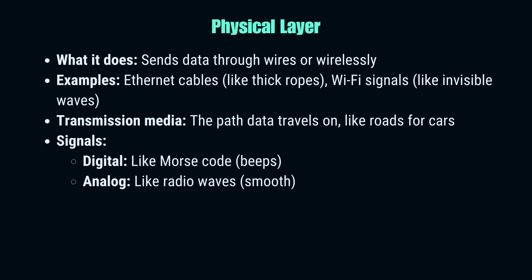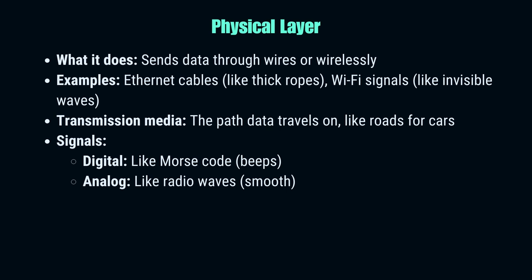We've just learned about network models. Now let's zoom in on the foundation of all network communication: the physical layer. The physical layer is the first layer in the OSI model. It deals with the actual physical connection between devices. This is where electrical pulses, light signals, or radio waves come into play. When you plug an Ethernet cable into your computer or connect to Wi-Fi, you're interacting with the physical layer.